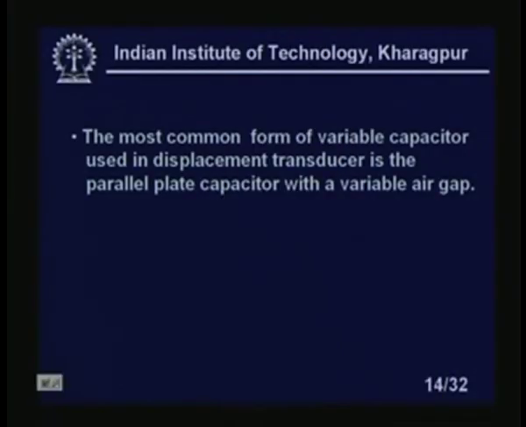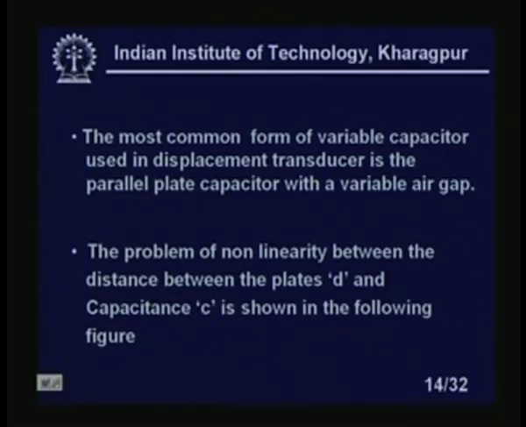The most common form of variable capacitor used in the displacement transducer is a parallel plate capacitor with variable air gap. So, just a simple air gap in between, and I am varying the separation between the plates, which we have seen in the laboratory. The problem of nonlinearity between the distance D between the plates and the capacitance C is shown in the following figure. If you look very carefully, the relation between the capacitance and D is not linear, right.